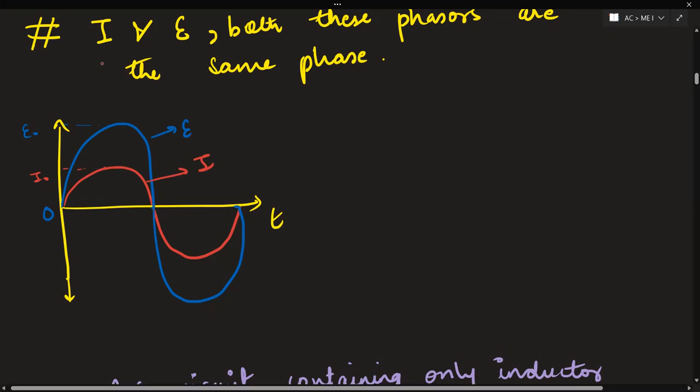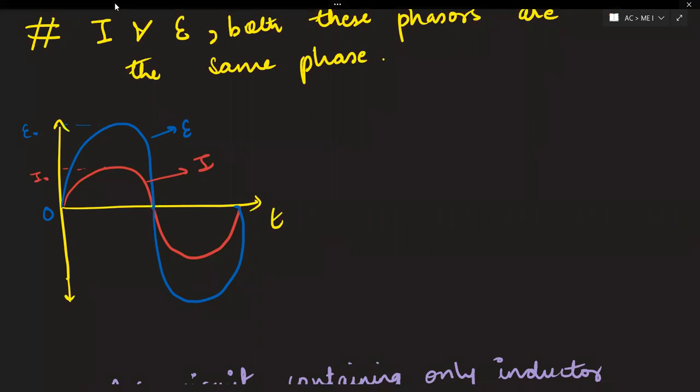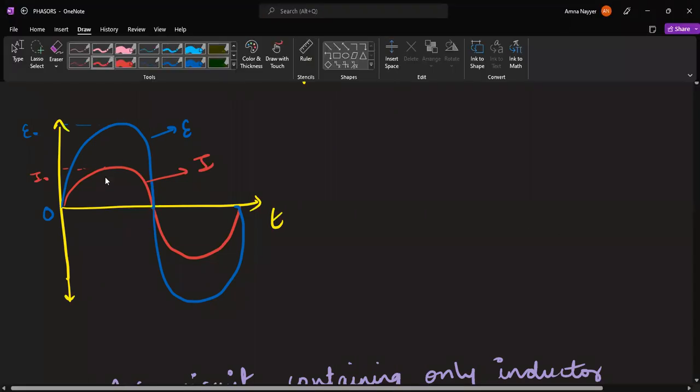See, both are in the same phase. If EMF has started from a region, current has also started from a region. So how will you depict this in phasor diagrams? Phasor diagram we have just studied.